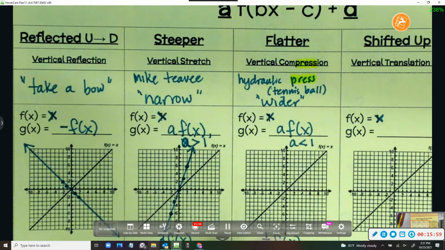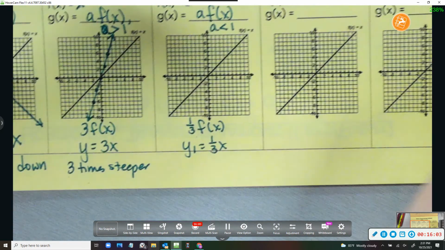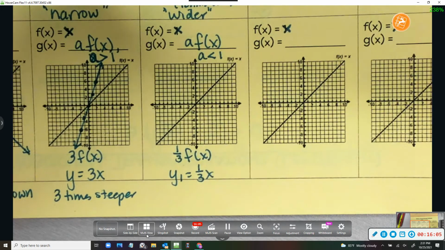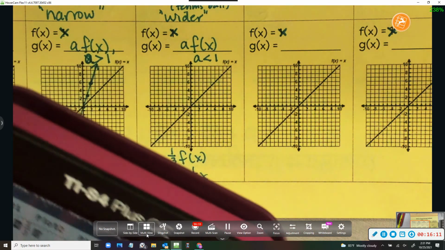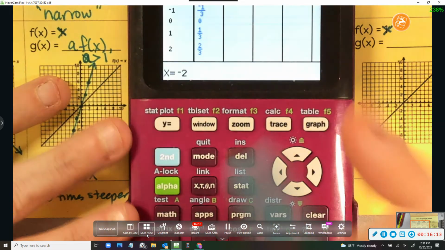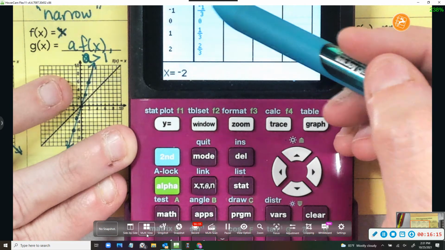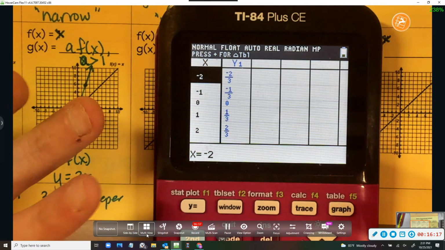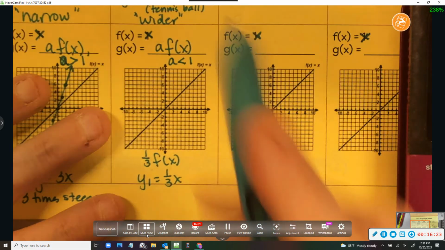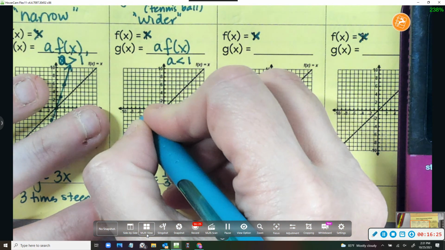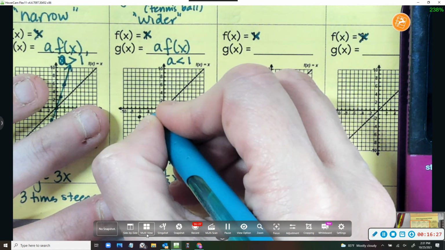Now, on this one, I would not use the points that have fractions for y. So, let me show you. I wouldn't use, like, -2 and 2/3 for y, right? I would use the whole number ones: -6, -2, -3, -1.